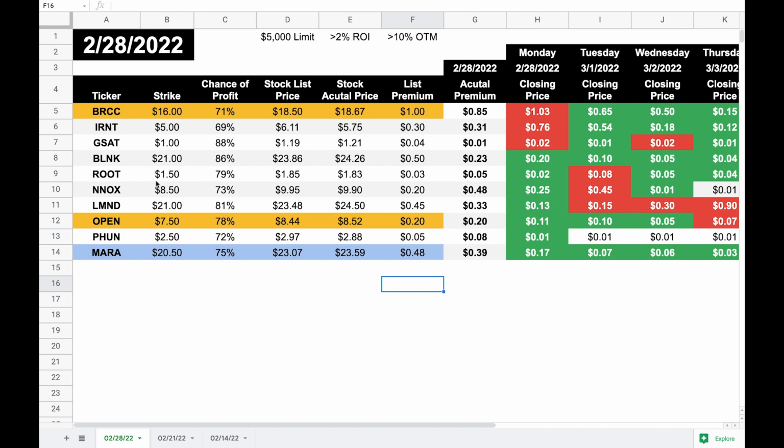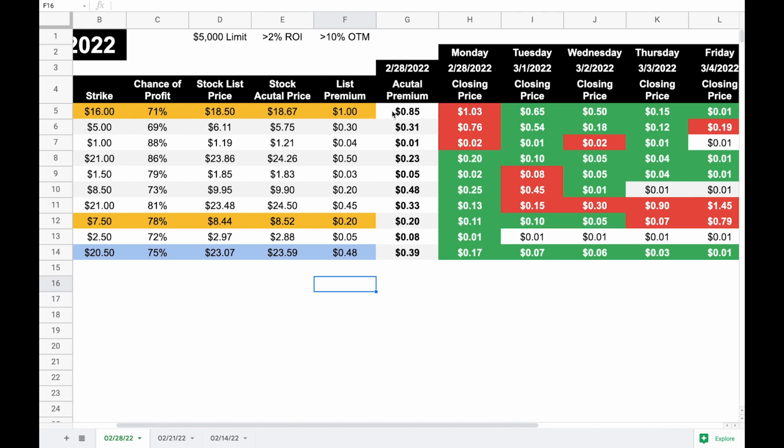Okay, so how did all of this turn out? Well, you can see the list premium versus the actual premium. So $1 down to 85 cents. This is one that I actually traded, and you can see over the course of the week, it went down, down, down. That's exactly what you want from a short put. You want theta decay to eat away at the premium. Here, this one was relatively the same from Friday close to Monday open, $30 to $31. And that one also, as we'll see, expired in the money.